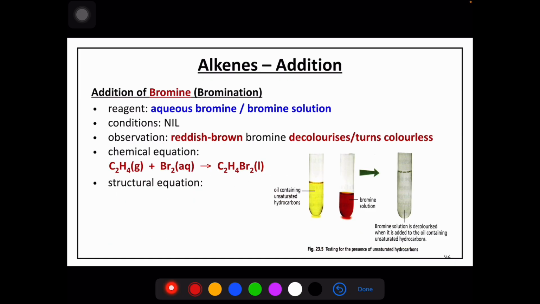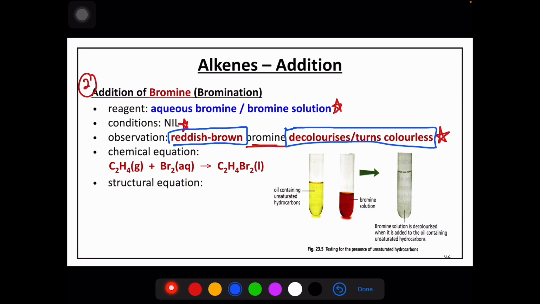Okay, the second important reaction for alkene is bromination. Now this is very important, I can't emphasize this enough. You do need to know that the reagent used here is just aqueous bromine or bromine solution. There's no need for any conditions, but please take note of how to describe the observation. Bromine is a reddish brown liquid, and in this reaction the reddish brown bromine, not the alkene, will be decolorized, turning colorless. I want to highlight that you must mention the starting color as well as the ending outcome. It is a requirement for O level. You cannot just mention the starting color without the ending outcome.